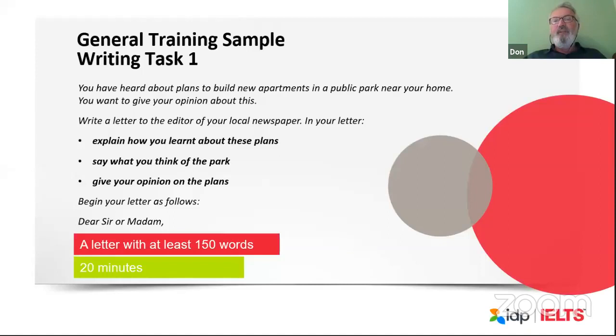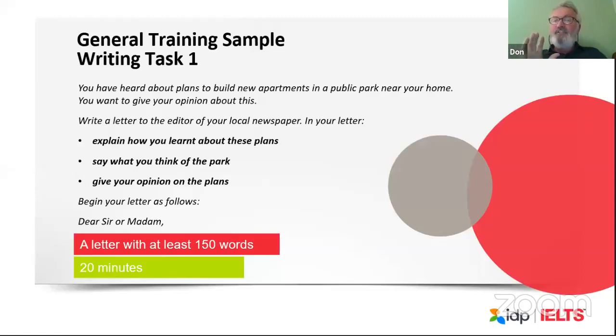And as I said, you are given a situation. Here, the situation is there are plans to build apartments in a park near where you live. And you are told who to write to. Here, you are told to write to the editor of the newspaper. And then you are told to cover 3 points. How did you find out about the plan? What do you think of the park? Do you like it? And then, what do you think of the plans? Do you like the plan?